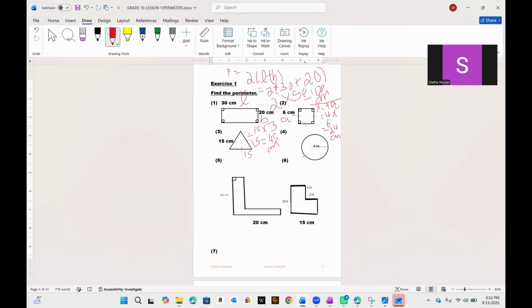Now, here, circle. How can you find the value of circle? Perimeter is equal to 2 pi r. So, 2 into pi is how much always? Always pi equals to how much? 22 over 7.